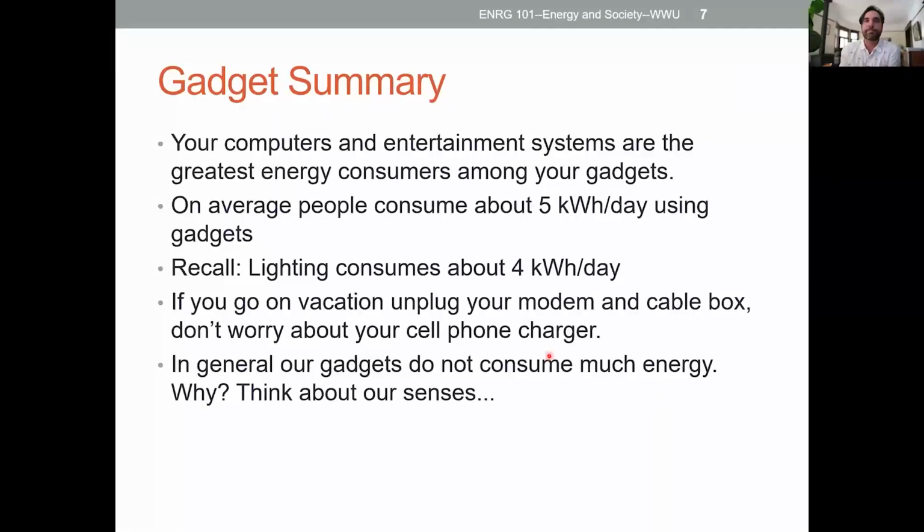Okay, so in summary, your computers and entertainment systems are the greatest energy consumers among your gadgets. But gadgets as a class don't consume that much energy. Things like cars and heating your house, that consumes far more energy.